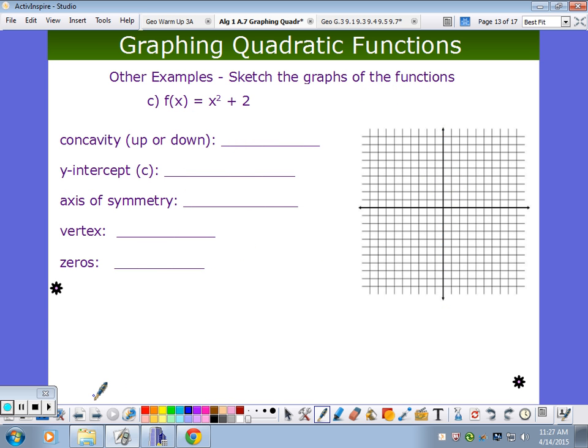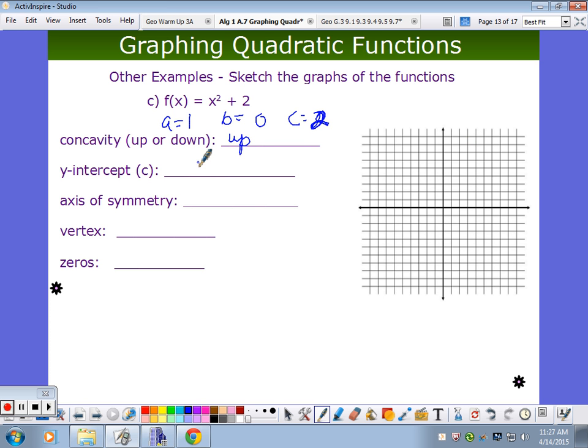Almost there. So let's look at this guy here. Let's do A equals, B equals, C equals. What's A? A is 1. B? Zero. C? Two. Okay, up or down? Up. Look at this, what do you think it's going to look like? Transformations, think about it. It's the parent function translated up 2. So it's going to be like one of these.